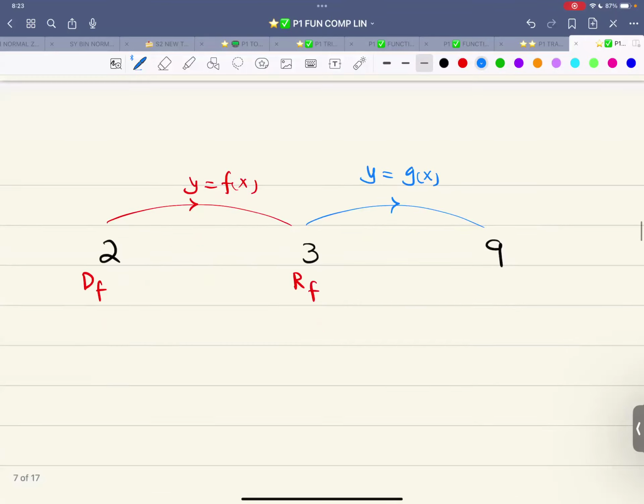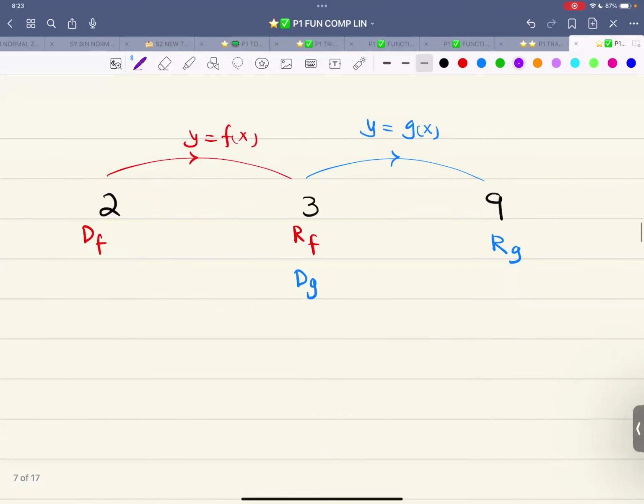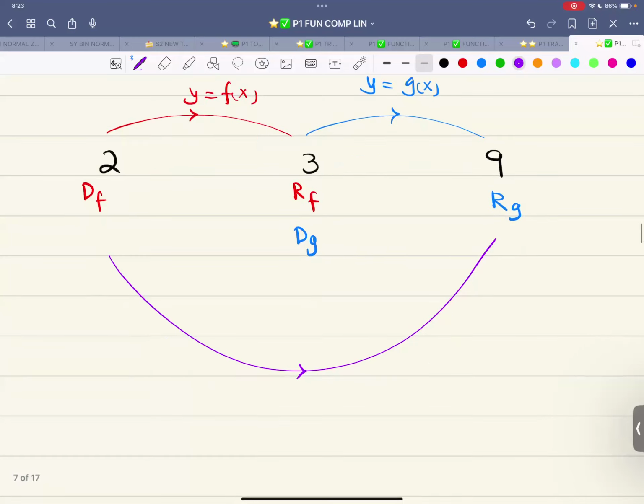And 3, the output of f(x), becomes the domain of g. And the range of g is this thing, which is 9. All good, all clear? Now 2 is becoming 9. First f, then g, that is g of f(x).